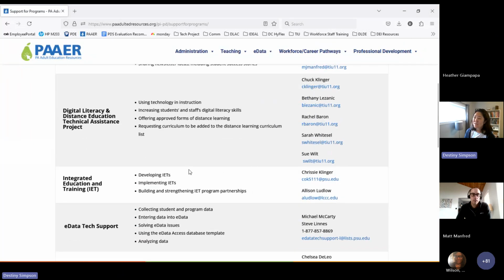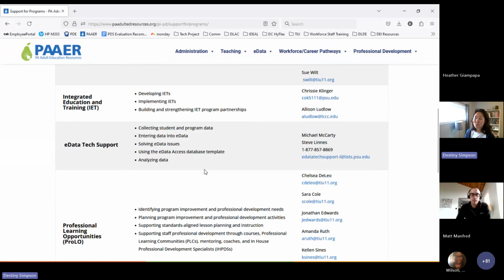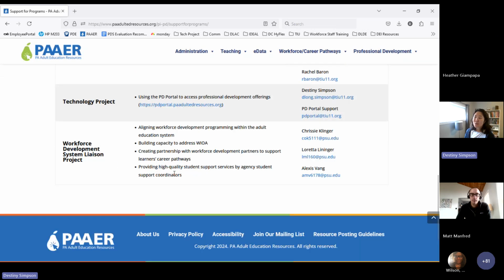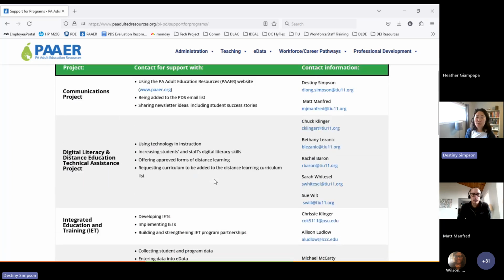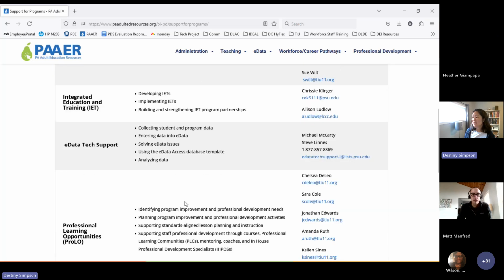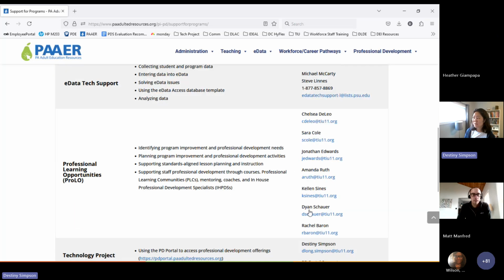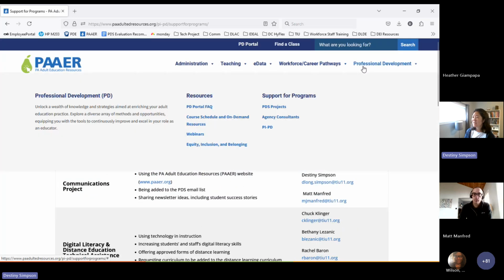The other thing we just wanted to point out is under PDS projects. This has a list of key contacts for each of the professional development projects. So for example, if you're thinking about trying to work with your PA CareerLink a little bit more closely and you need support for how to do that, this has the contacts for the workforce development project. If your in-house PDS person is brand new and they need help with a certain area, this is where they can get the contact information for their consultant and who can help support them with that work.